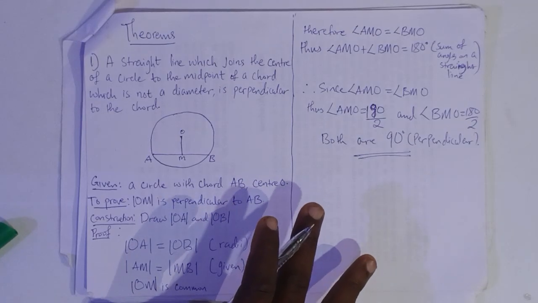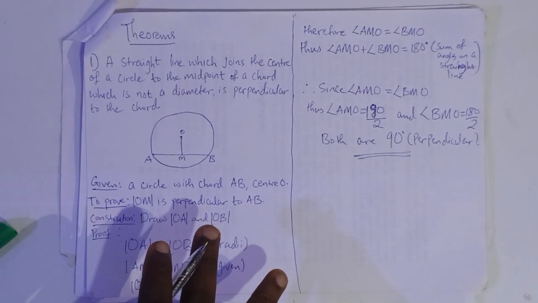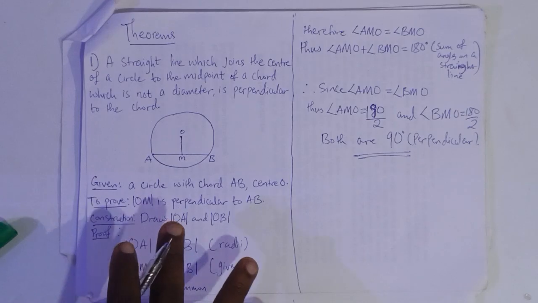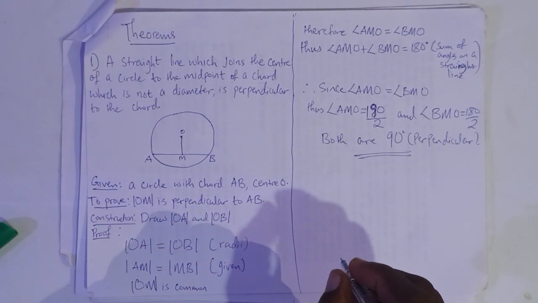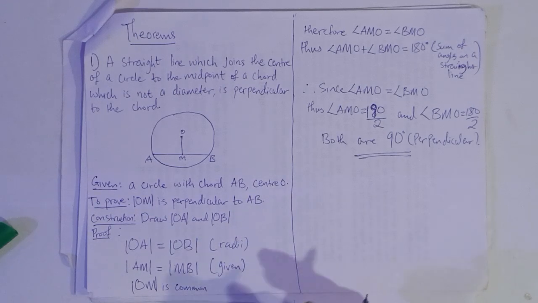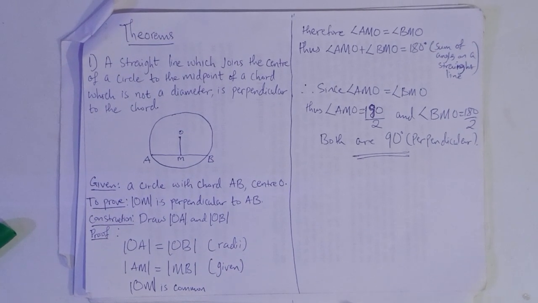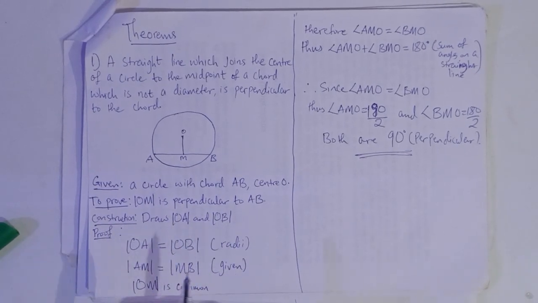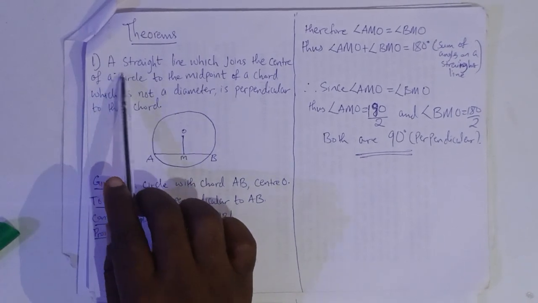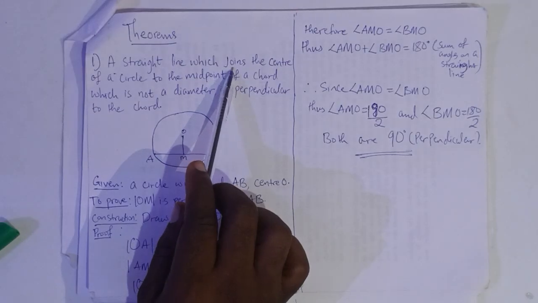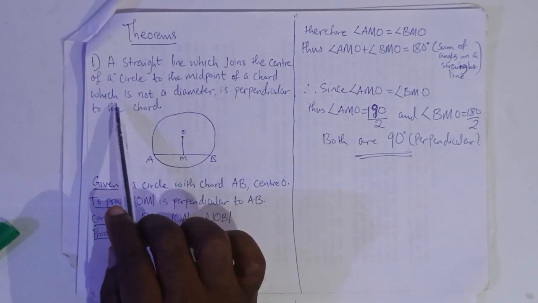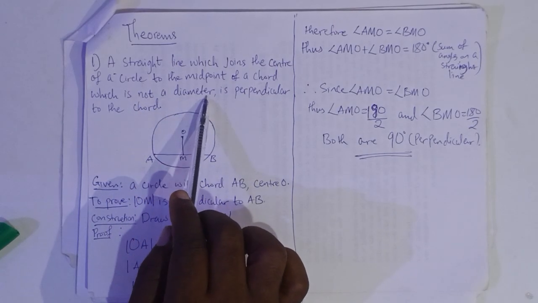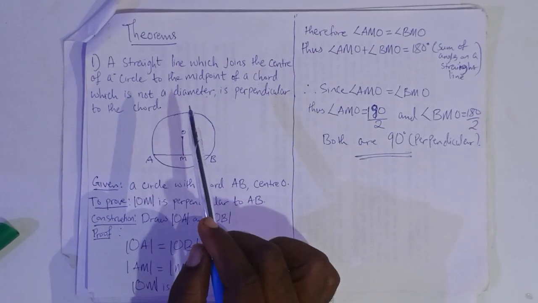Okay? So I want to teach you how to prove some of these theorems so that when I start solving, you will actually understand the principle behind those solutions. It will help you even reason it out much better. All right. Now, the first theorem here I want us to address is this one. It says a straight line which joins the center of a circle to the midpoint of a chord, which is not a diameter, is perpendicular to the chord.